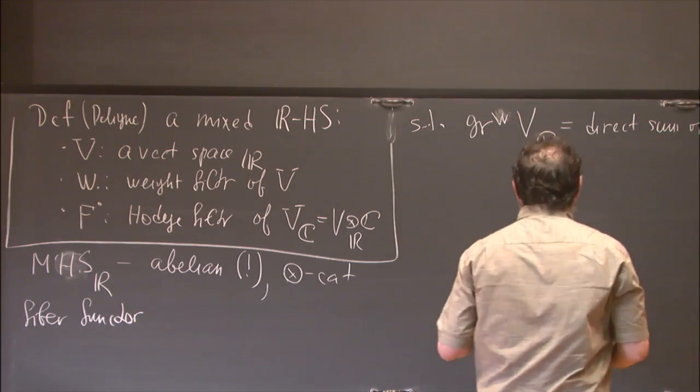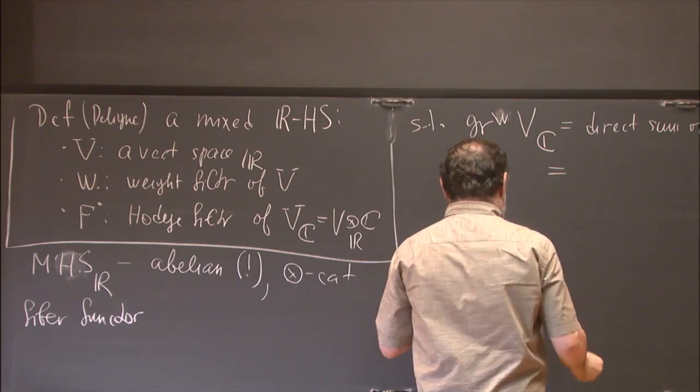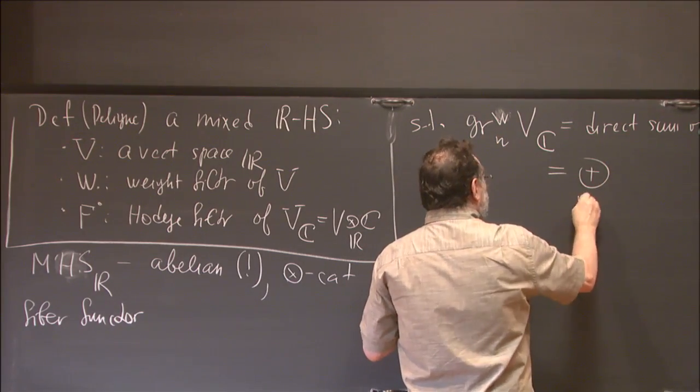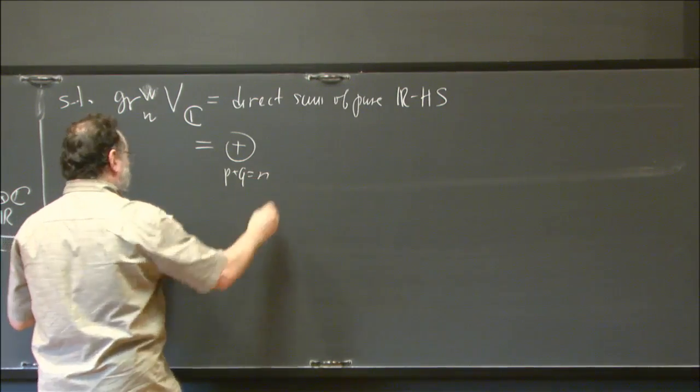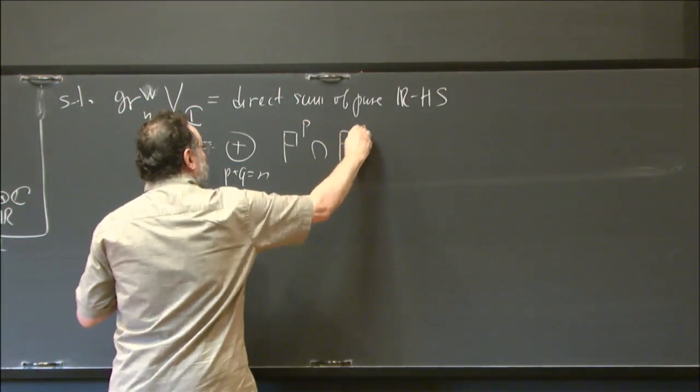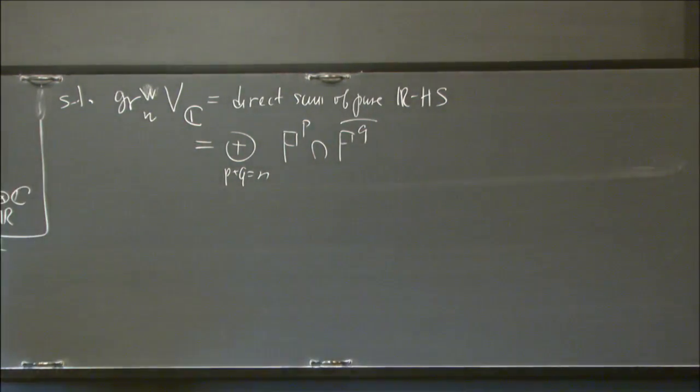Or more precisely, you can just say that this is a direct sum, if you take Wn, P plus Q equals N of F P, F Q bar. Okay? That's the only condition we have. I beg your pardon, I was about to forget to say this.